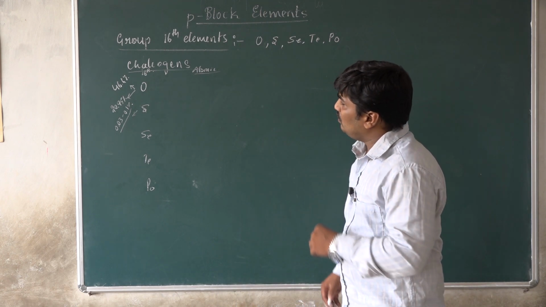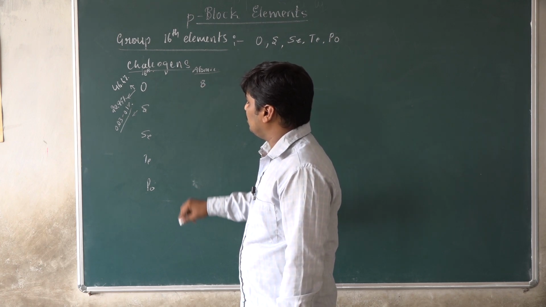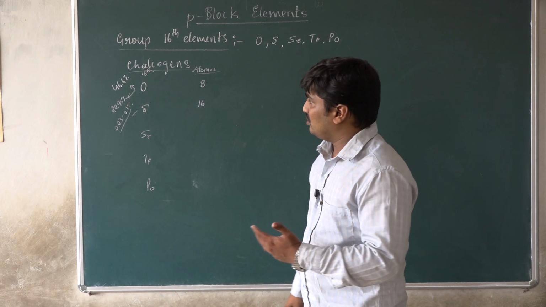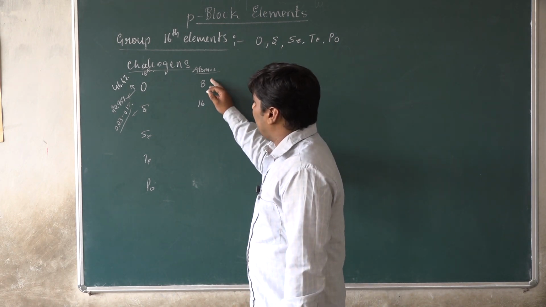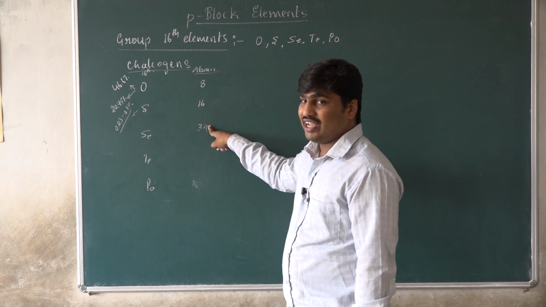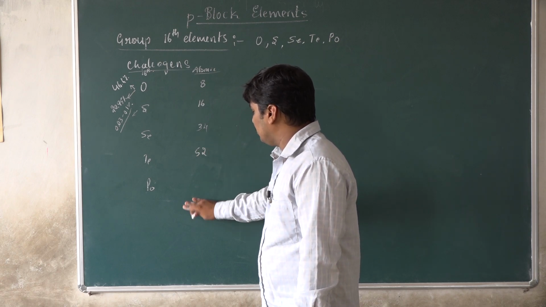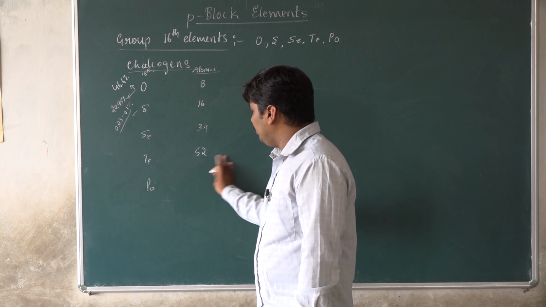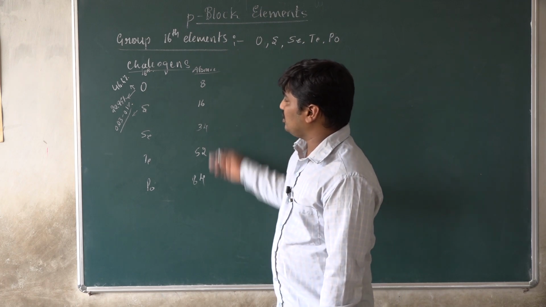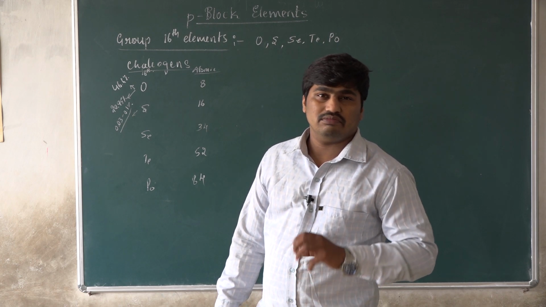Now, what are the atomic numbers of these elements? Oxygen is 8, sulfur is 16. Using one trick, as in the 15th group elements: 8 plus 8 is 16, then 34, plus 18 is 52, next 32 gives 84. So these are the atomic numbers. Just note them down, then writing the electronic configuration becomes very easy.